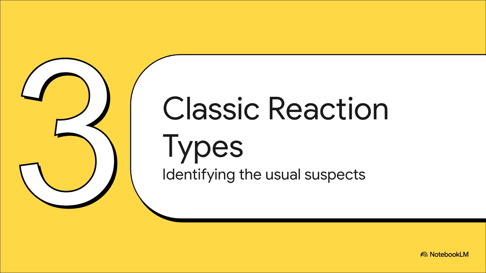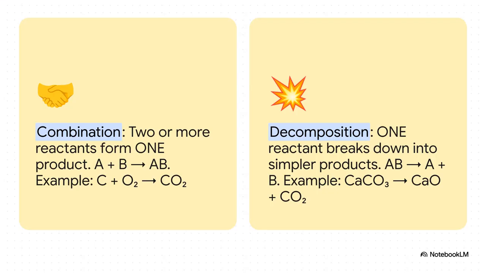You can think of them as the main genres of the chemical world. So first up, we've got 2 types that are literally perfect opposites. On one side, you've got a combination reaction. That's when 2 or more simple things team up to form one more complex thing. A and B get together to make AB.